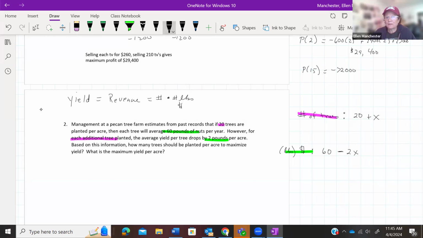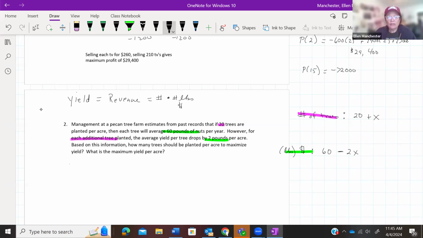Okay. So any questions on that? Is it pretty clear how to pull the information out? So X is the number of acres, right? No, X is the number of changes. Oh. So in this case, we're changing by adding trees. So X is always the number of changes that I'm making, because with each change, I drop my product by 2 pounds. Okay.